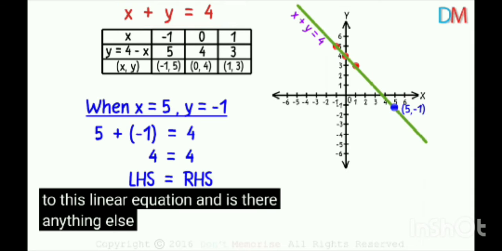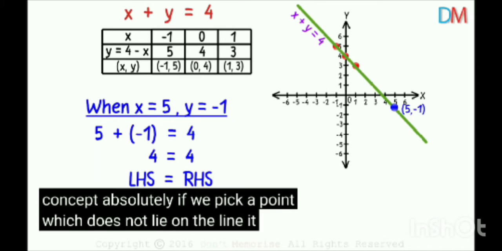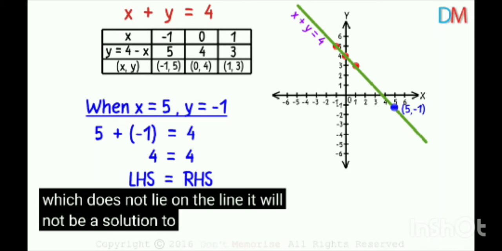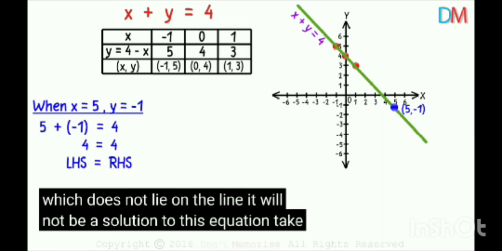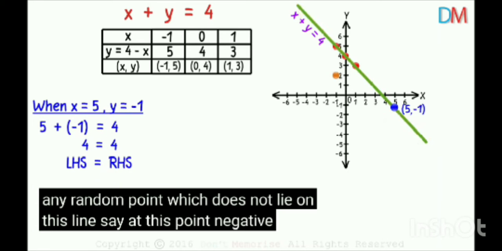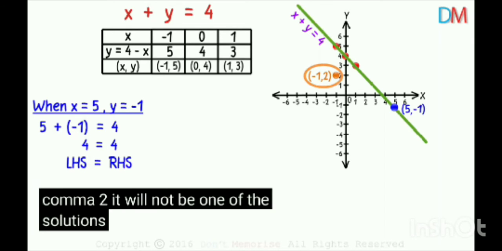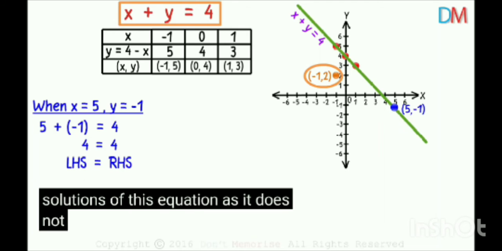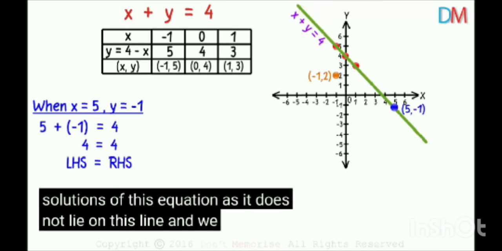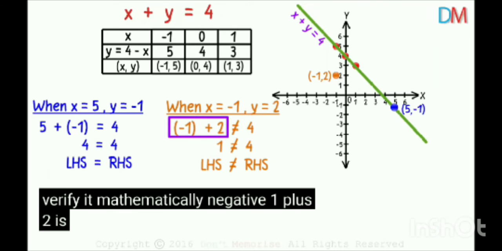And is there anything else you can deduce from this concept? Absolutely. If we pick a point which does not lie on the line, it will not be a solution to this equation. Take any random point which does not lie on this line. Say this point, -1, 2. It will not be one of the solutions of this equation as it does not lie on this line. And we can also verify it mathematically. -1 plus 2 is 1 and not 4.